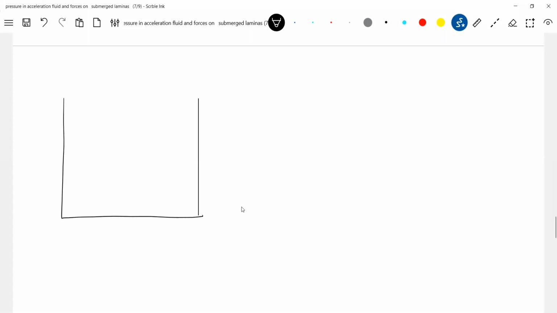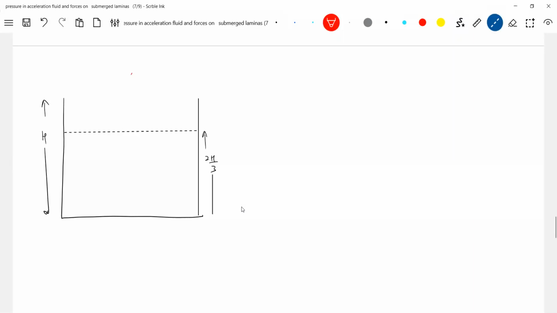Let me take a situation like this. I have to give a condition. So there's a height of the cylinder. Let it be h, and let it be filled to a height 2h by 3. Then I'll rotate about a symmetric axis.